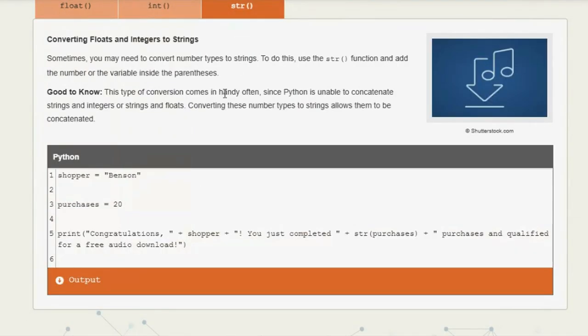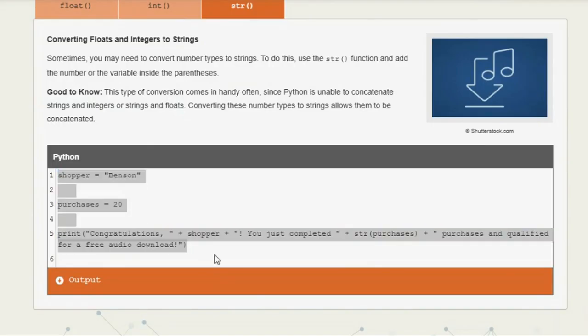Sometimes you may need to convert number types to strings. To do this, we use the string function. We know in a print statement we've had to do that. When we print something, we have to print strings and numbers together. We have to tell it, I know this is a number, but treat it like a string and just print it. This type of conversion comes in handy often, since Python is unable to concatenate strings and integers or strings and floats. Converting these types to strings allows them to be concatenated, or we can put them in the same print statement.